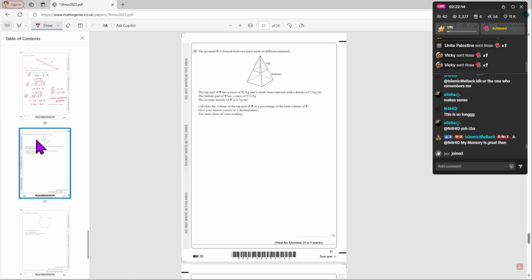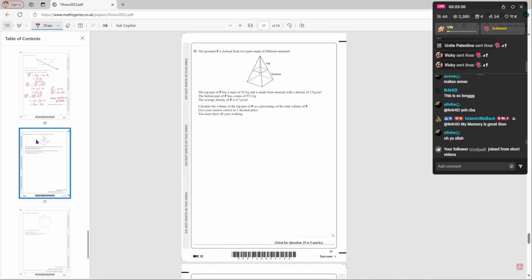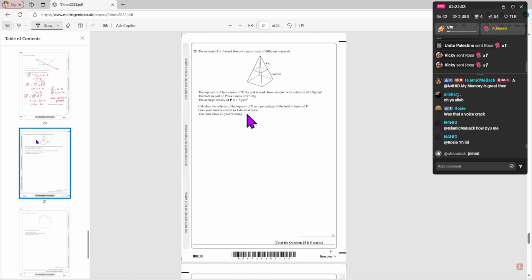So the pyramid P is formed from 2 parts made of different materials. Okay? The top part of P has a mass of 92.8 grams and is made from materials with a density of 2.9 grams per centimeter cubed.